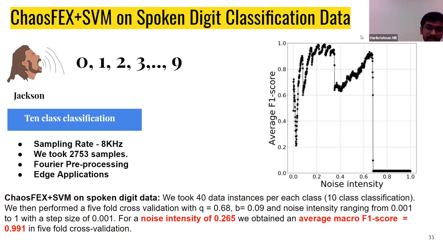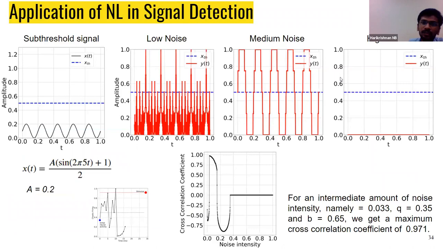So the next application we did was in signal detection. Now the problem is this: you have a signal which is sub-threshold, and a threshold. In the first graph, there is a sub-threshold signal and there is a threshold, X_TH, the blue dotted line. The signal is below the threshold, and in no way can it get detected.